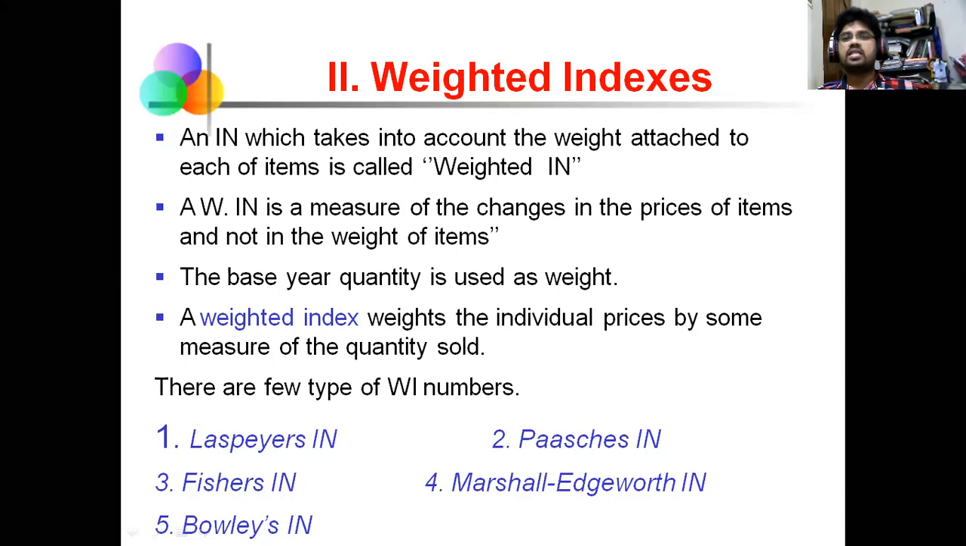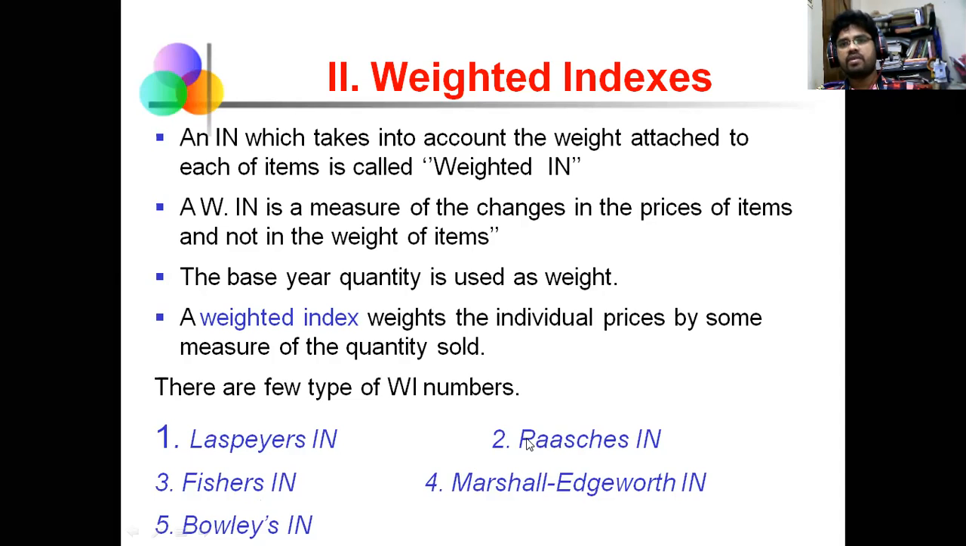As we discussed, there are types of weighted index numbers: mainly the Laspeyer, Paasche, Fisher, and Marshall, Edgeworth, and Bowley. As I told you, we have only 3, Laspeyer, Paasche, and Fisher index numbers, in our syllabus.